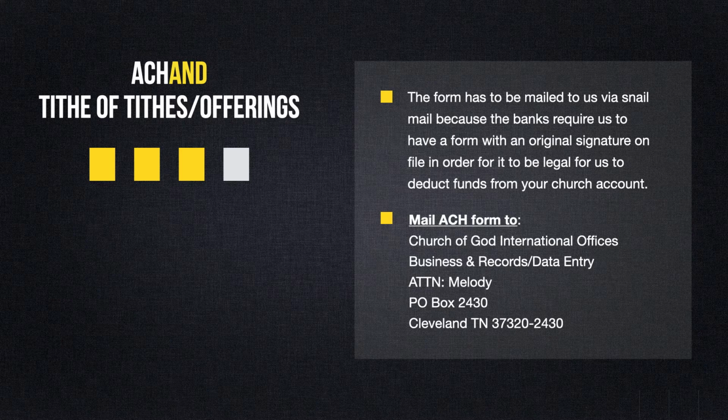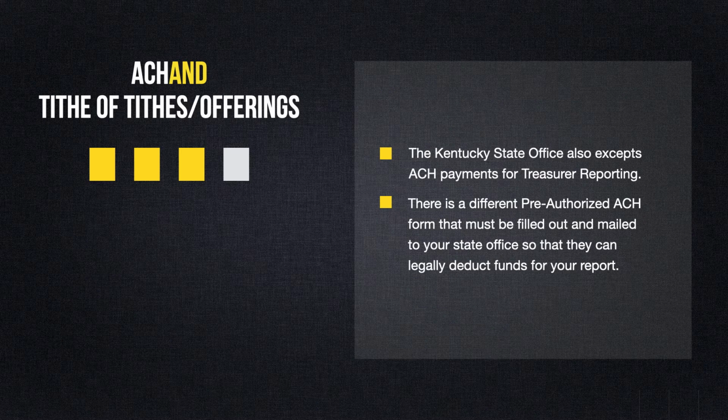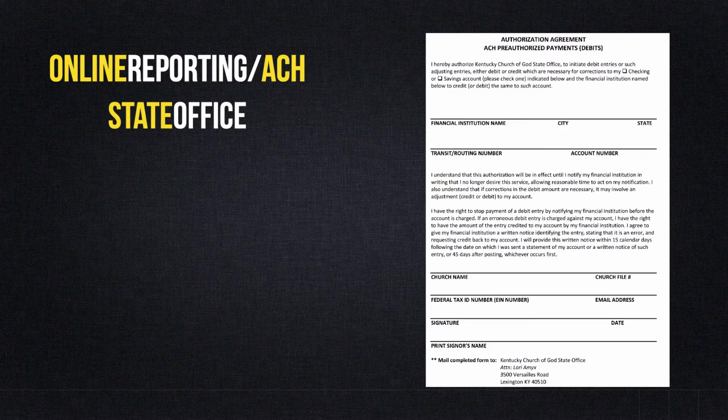37320-2430. The Kentucky State Office also accepts ACH payments for your church report. There is a different pre-authorized ACH form that must be filled out and mailed to your state office so that they can legally deduct funds for your report. The contact person at the Kentucky Church of God State Office for receiving the ACH form would be Lori Amex. So you can call your Kentucky State Office and she can send you this form for you to fill out.